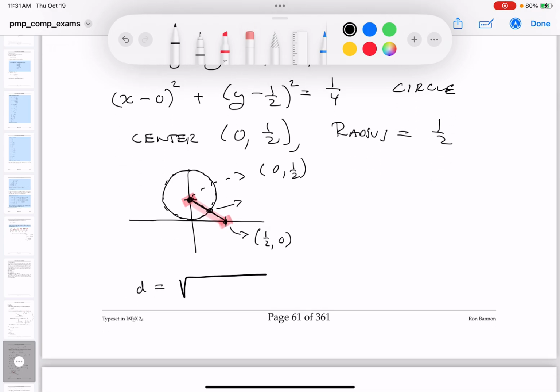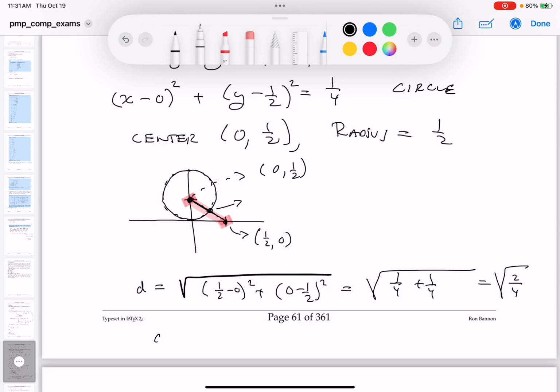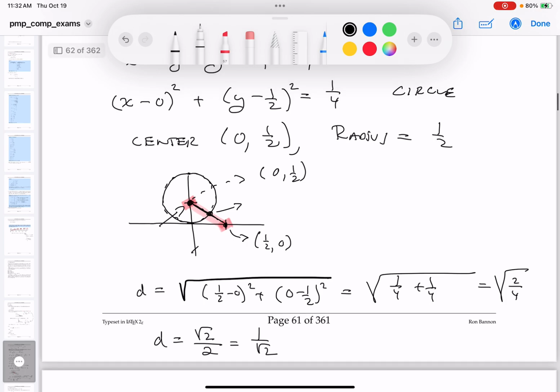What's this going to be? The root of (1/2 minus 0) squared plus (0 minus 1/2) squared. What does this give you? The root of 1/4 plus 1/4, which is going to be the root of 2/4. So the distance is going to be what? It's going to be root 2 over 2. Or, if you prefer, 1 over root 2. All right? So the total distance between this point there and that point there is 1 over root 2.